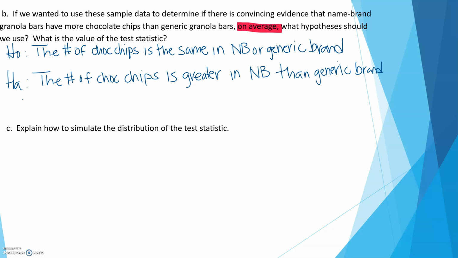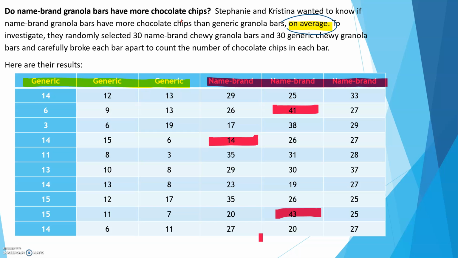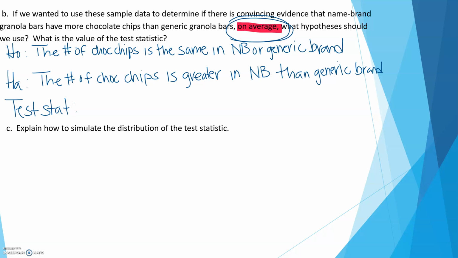Okay. Now the test stat. This is where this keyword comes in. Okay. Even though we made the box plot, notice on average back here on the very first page. On average. Okay, on average is not talking about the median. It is talking about the mean. So we are going to subtract the name brand's average. Okay, this is what it looks like in your calculator, x bar, minus generic average.